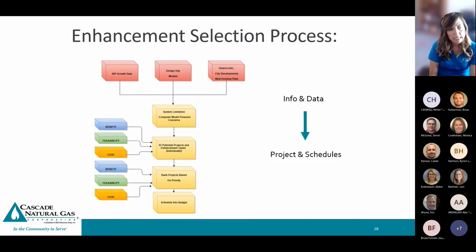And then once all that gets taken in, we'll get them scheduled into the budget. Like I mentioned, our process is pretty iterative. Anytime information changes, we will make tweaks to the capital budget as needed. Currently, we're in our capital budgeting process.